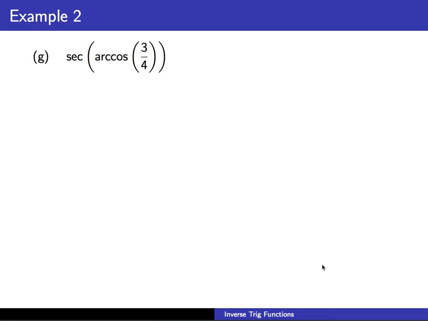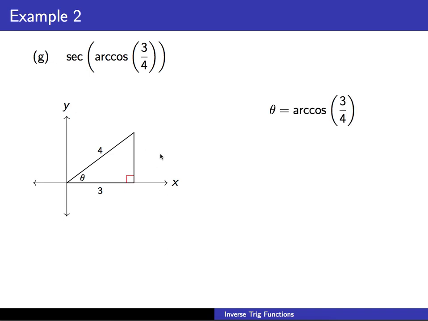All right, finally, part G, the secant of the arc cosine of 3/4. So we have positive 3/4 for inverse cosine. So it's in the first quadrant. X is 3, r is 4. We want the secant of this angle. Now, secant is r over x, so we don't even need to use Pythagorean theorem in this example. So the secant, r over x, is 4/3.